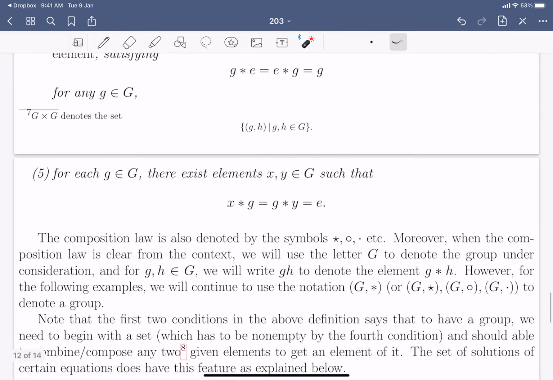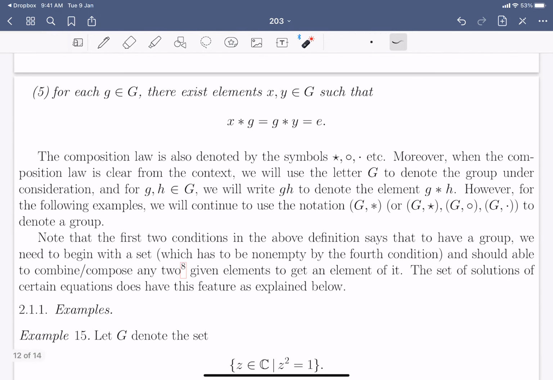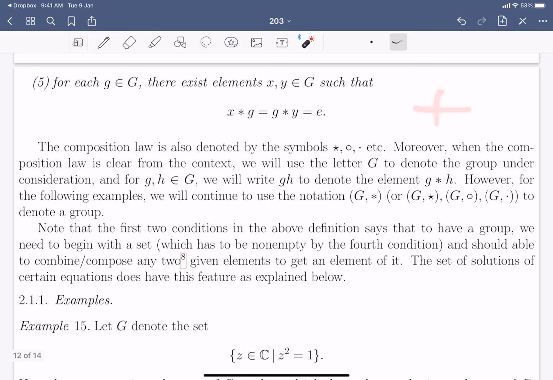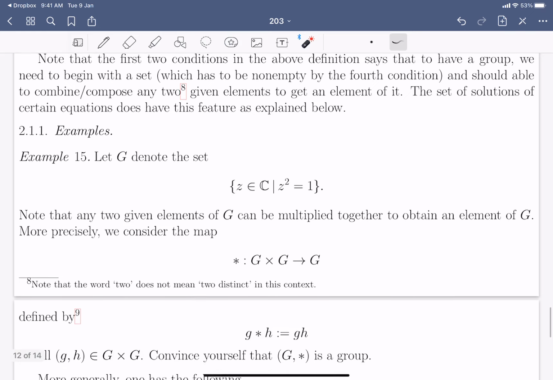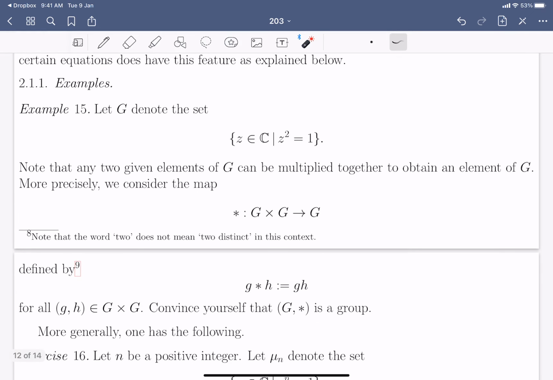Okay, and there are certain standard conventions: here you need to use star, or maybe circle, or maybe dot, something like this. Sometimes we also use the notation plus, etc. Anyway, here you can try to work with the baby example.